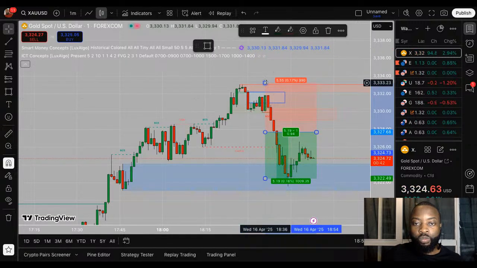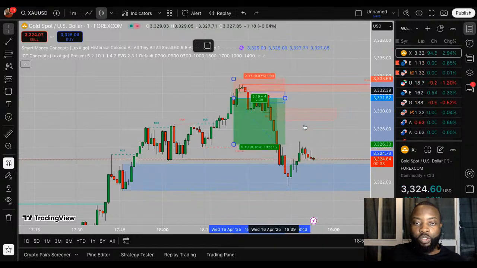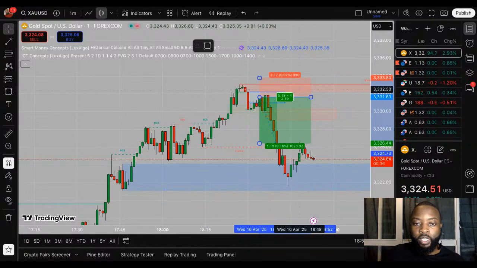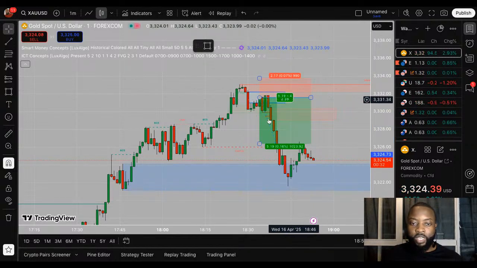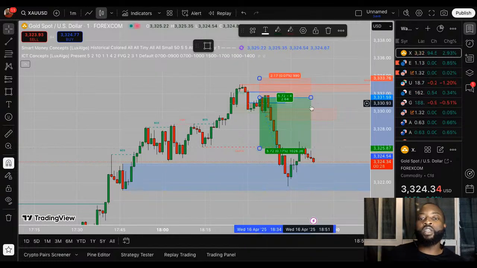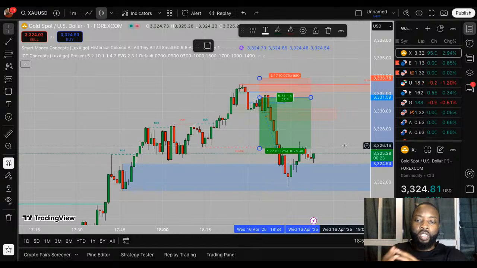I'm just going to move this. So our entry will be here. Our stop loss slightly above the area, and our take profit. As you can see, this was like a 2.6 risk reward strategy. So let's see.